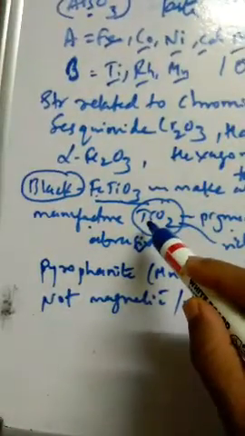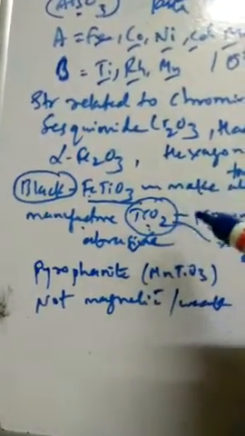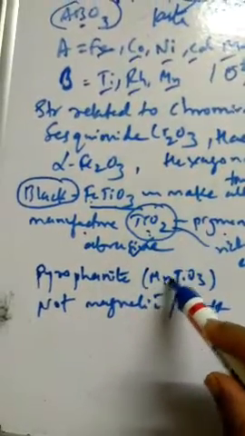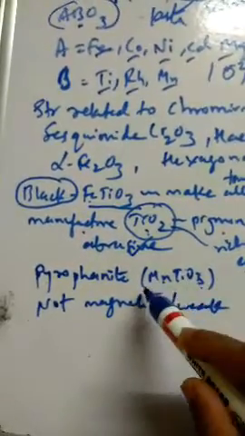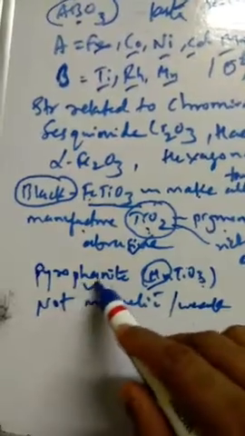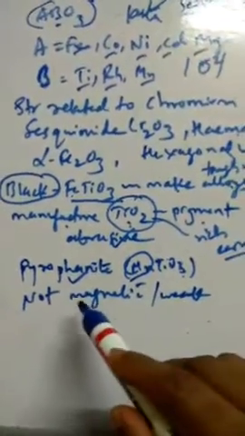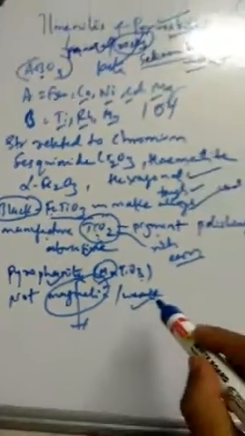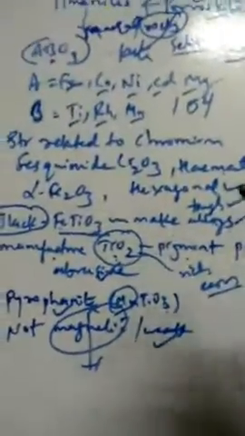Okay, and if the iron Fe is substituted by manganese, MnTiO3 instead of FeTiO3, it is called pyrophanite. Okay, but these are not strongly magnetic in nature, they are weakly magnetic in nature. They are very weakly magnetic in nature. So it's not much that will be there for the ilmenites.